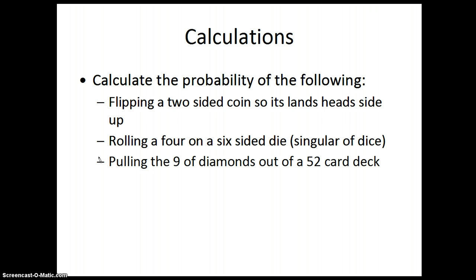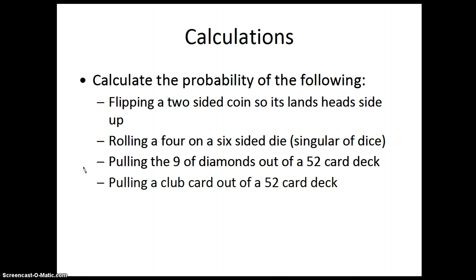Take a minute and think about pulling a 9 of diamonds out of a 52 card deck. So we have 52 total things that could happen. You want one card. So you have a 1 in 52 chance of that occurring. It doesn't mean it's going to happen. It doesn't mean it's not going to happen. It means that it's likely not going to happen.